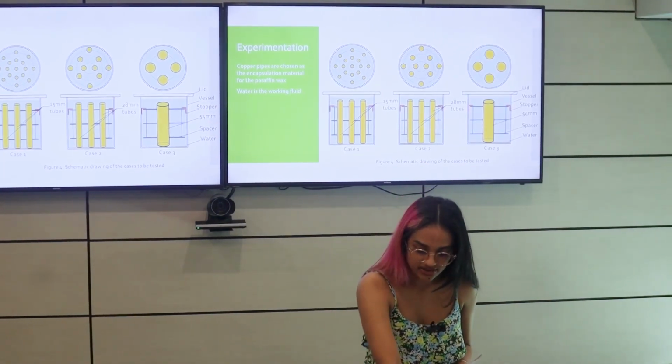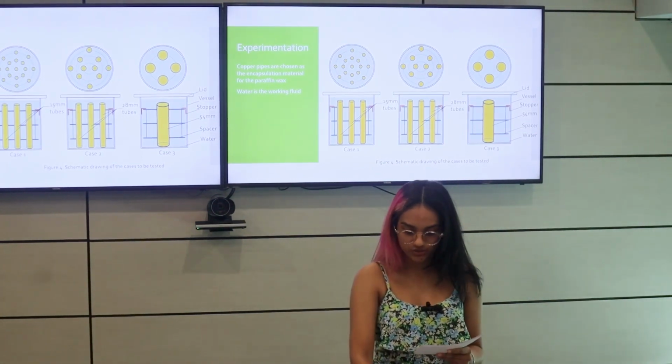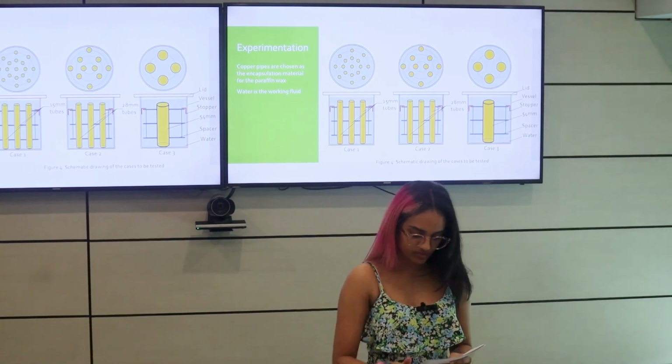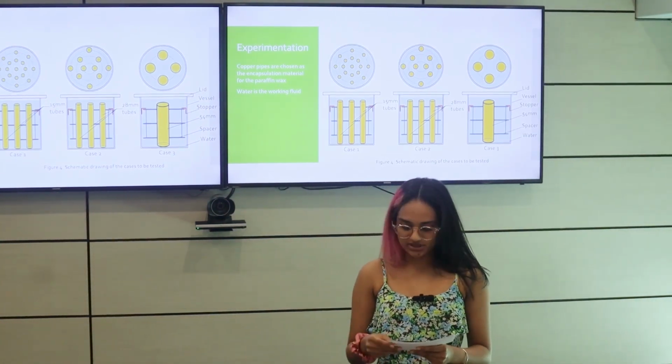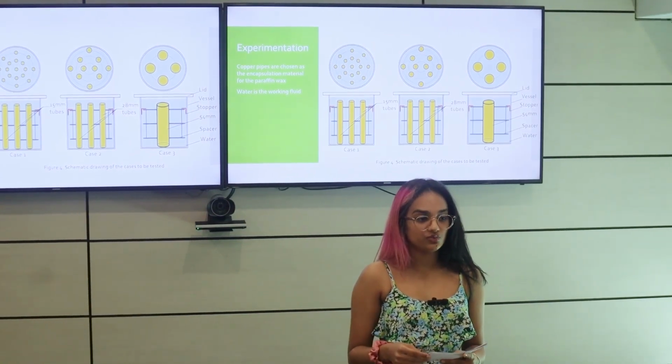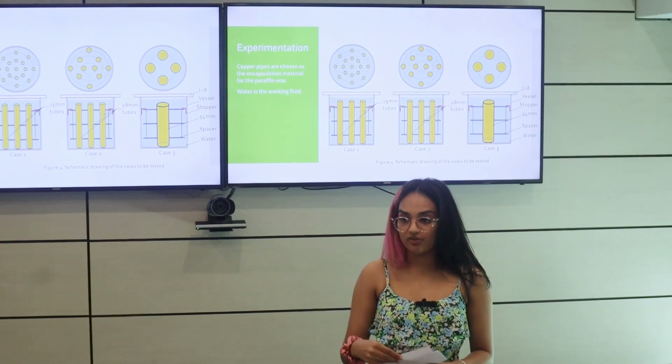Case 1 had 15 millimeter tubes. Case 2, I used 28 millimeter tubes, and for case 3, I used 54 millimeter tubes. These different diameters enabled me to vary the amount of wax per case without changing the exposed surface area of the copper.